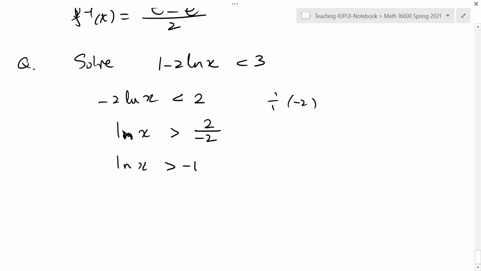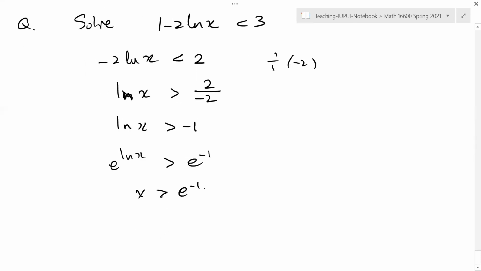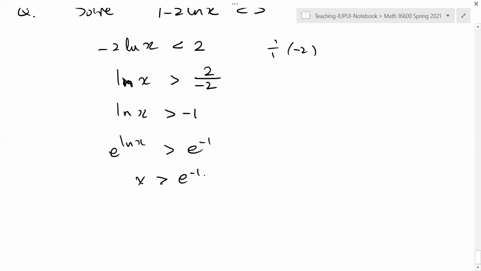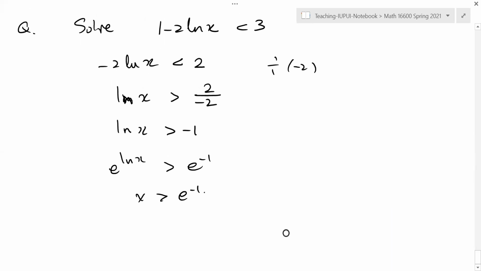So how can I get x? I can put e under both sides, and this side is just x. Okay, so that is the answer: x greater than e to the -1. Right, step by step. It's very similar to solving an equation, but be careful when you multiply or divide by a negative number. You change the direction of the inequality. If you forget, you will get a totally different answer.